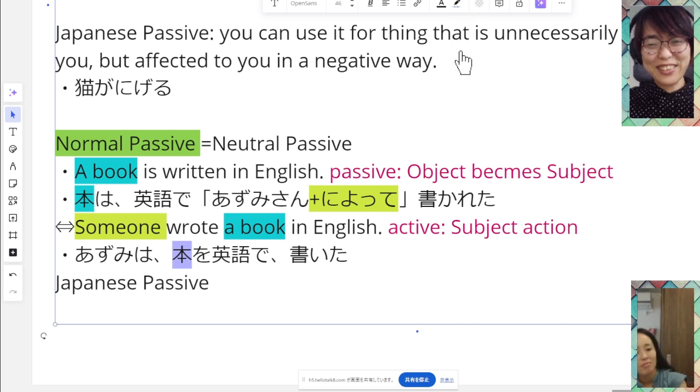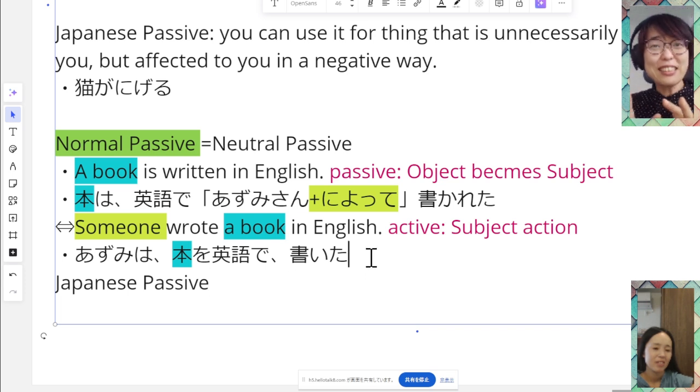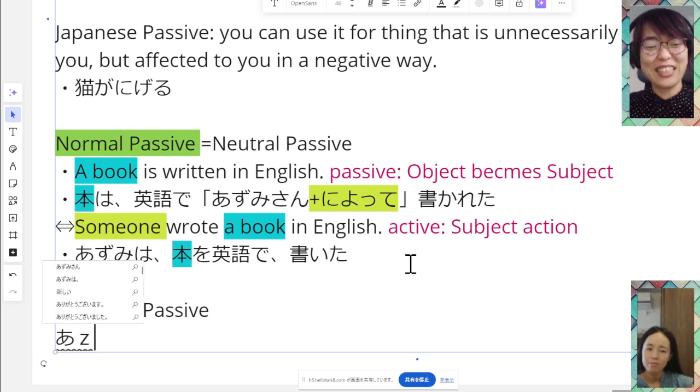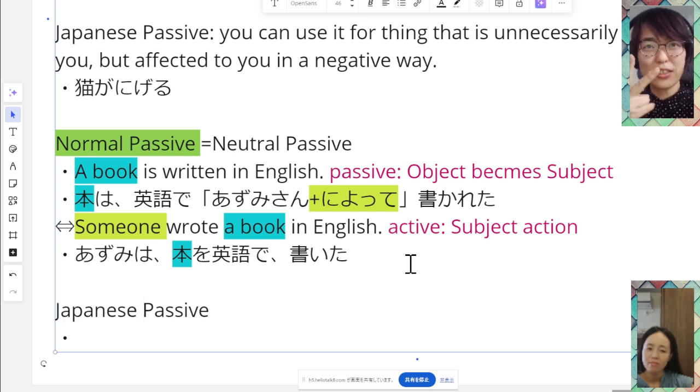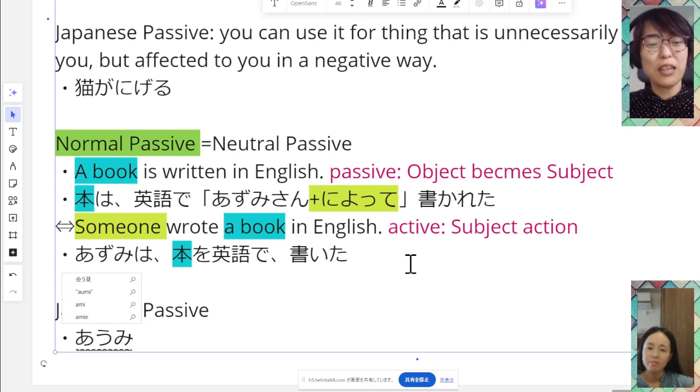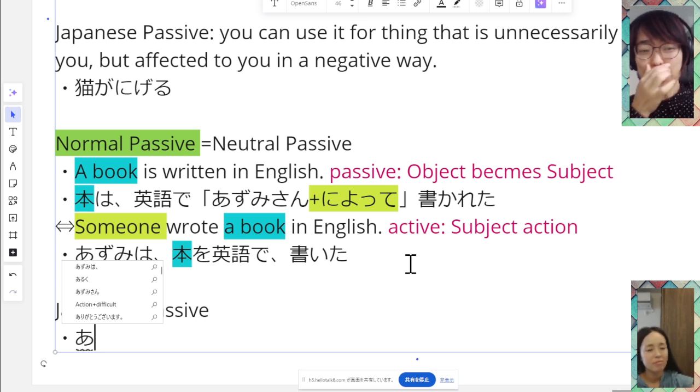Okay, so this is the normal passive, and it is not like a transaction between two people. This is just Azumi and a book. But Japanese passive is something really funny. For example, there are two kinds of action. Say you really hate Azumi, and you wanted to write a book before Azumi, but Azumi did it before you.